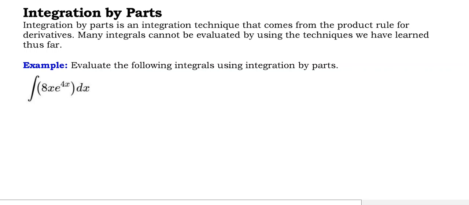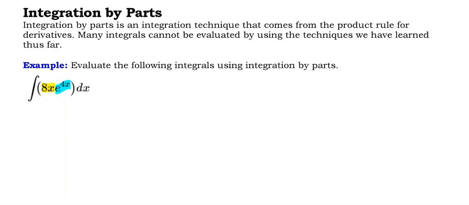In this video, I'm introducing integration by parts, which is a type of integration that we will be using when we have a product of two different functions that we have to integrate. So as an example, in this first problem that we're doing, we have the integral of 8x, and that's being multiplied by e to the 4x. So that's a product. It's the integral of a product.